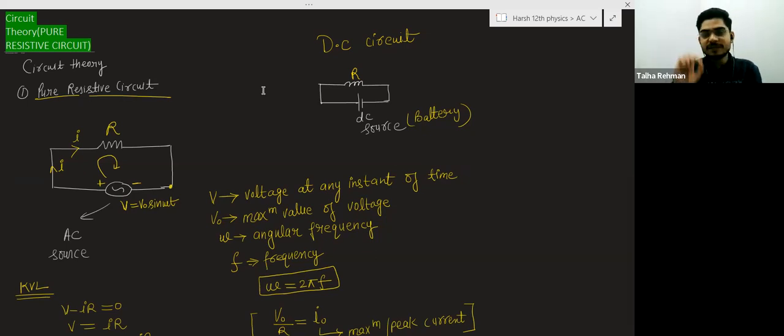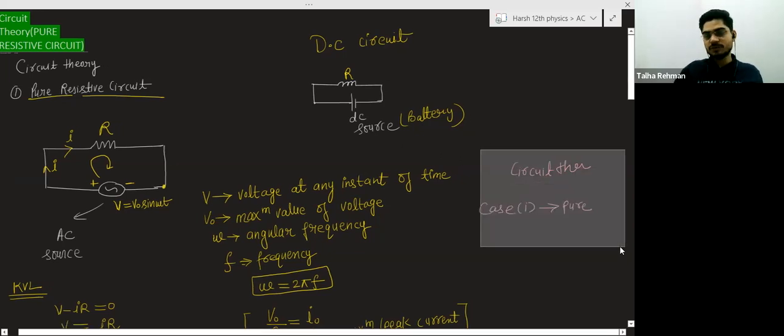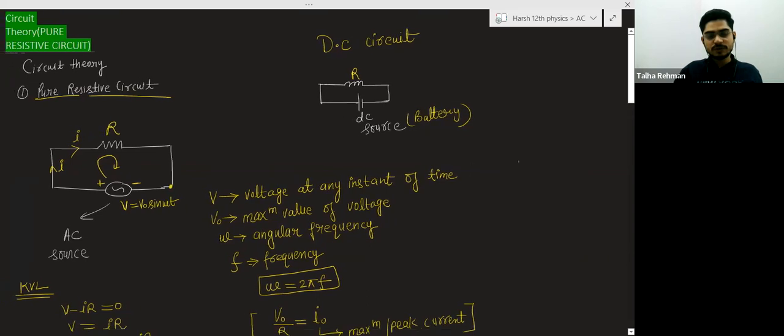So write down like this on your copy. First, write circuit theory, and you can write case number one, and after that write pure capacitive circuit. In that way you should do it. So write it down.